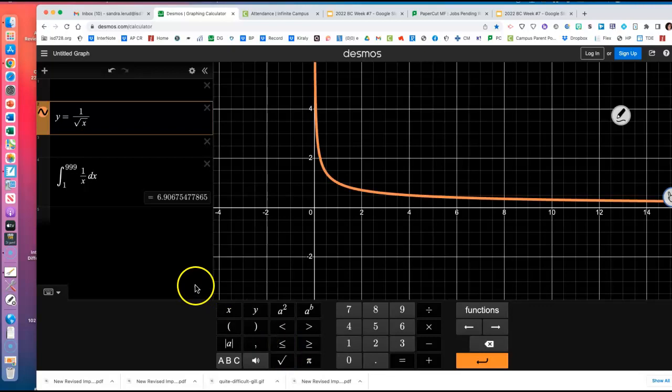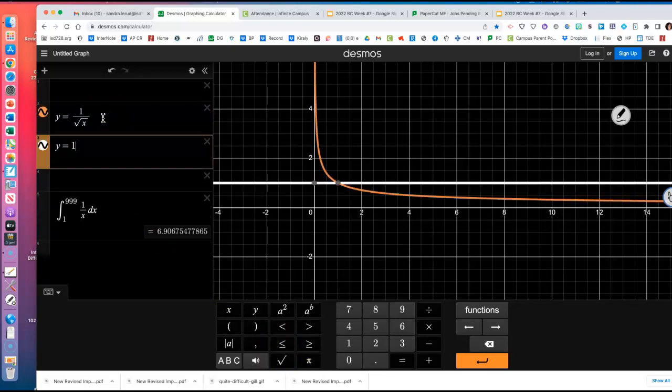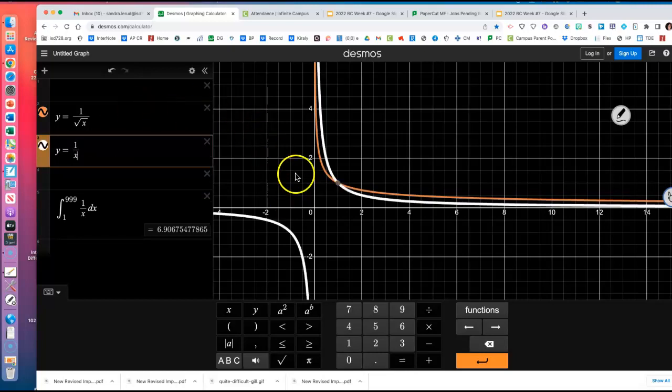It's going to ride above. I'm going to go put 1 over x back on there just so you can see it because it's actually important for our series chapter as well. Do you see how the orange one, the root x, is above the 1 over x? Do you see it? And if the 1 over x diverged and this one's above it, won't it diverge as well?